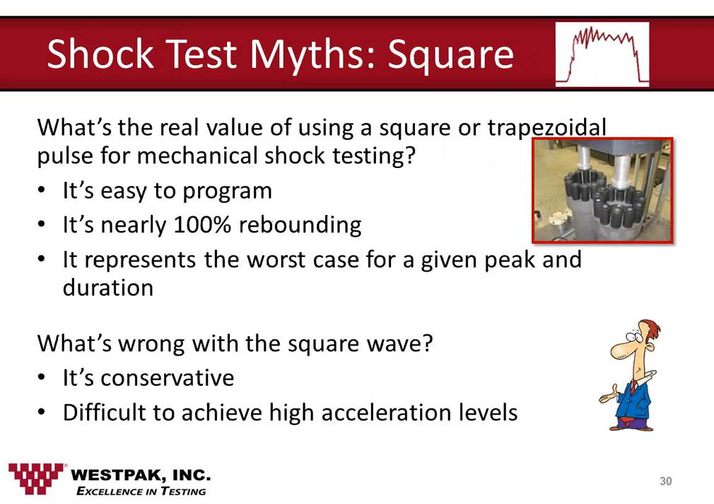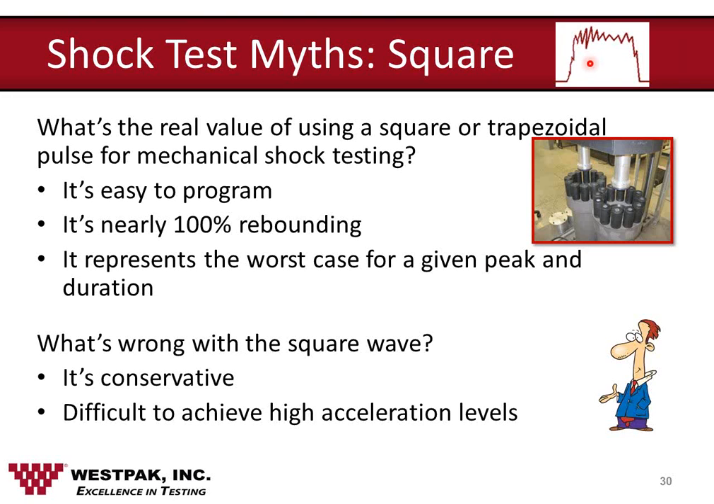Finally, let's take a look at some of the myths involved with a square or trapezoidal pulse. In the first place, there's no such thing as a square wave because all pulses must have a finite rise and decay time. The best we can do is this trapezoidal pulse. So the two terms, square pulse and trapezoidal pulse, are often used interchangeably, even though they're not really interchangeable.